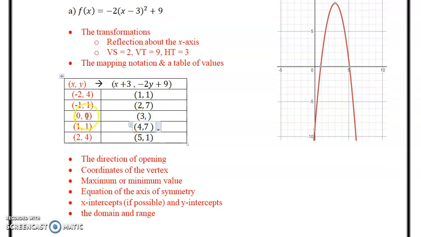And then your vertex is 0, 0 on your original. Remember, this is your original function. We don't have that on the graph. You don't need that. 0 multiplied by -2 would be 0, plus 9 is 9. So 3, 9 is your vertex, which you see right up here in your graph on your page. Okay? So there's your mapping notation.